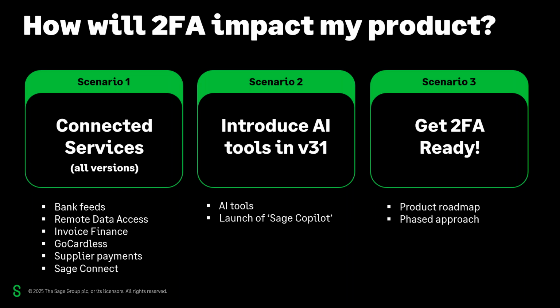Now, scenario 2 is where we introduced version 31 in November. So there is an AI tool called Sage Copilot, where you'll be required to log in with your Sage account. So that's the difference between scenario 1 and scenario 2. Scenario 2, you'll log in with your Sage account. Scenario 1, you'll still log in with your normal username and password. Now, I'm not going to go into too much detail around Copilot, as I have included some information at the end if you do want to read more into it, and how Sage Copilot works.